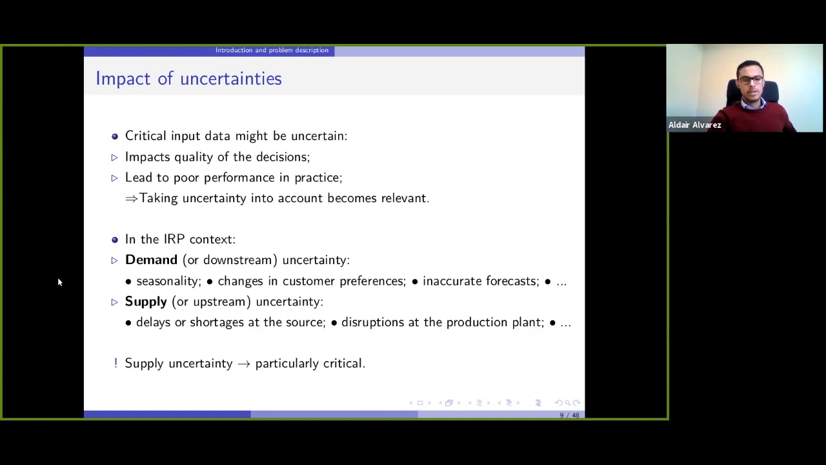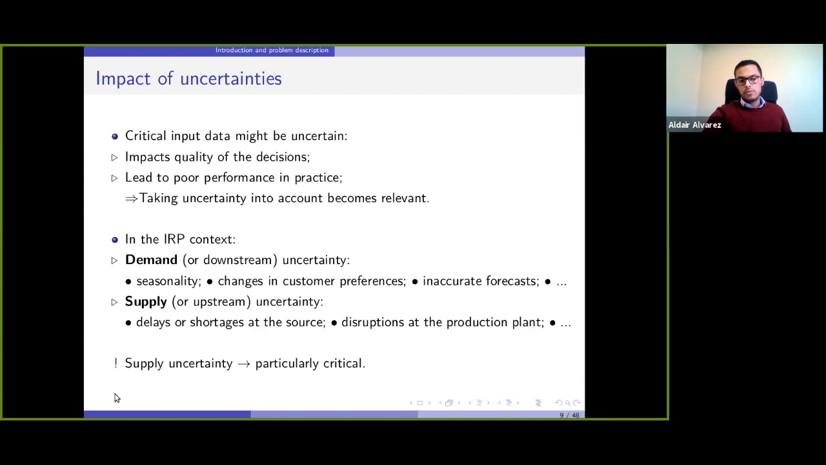In particular, here we are working with the assumption that both demand and supply are uncertain, stochastic in this case. The demand uncertainty had been addressed before in the IRP context. But we found that, at least to the best of our knowledge, supply uncertainty had been neglected in the IRP literature. So we decided to investigate the effect of considering or neglecting uncertainty in the supply in the inventory routing problem context.